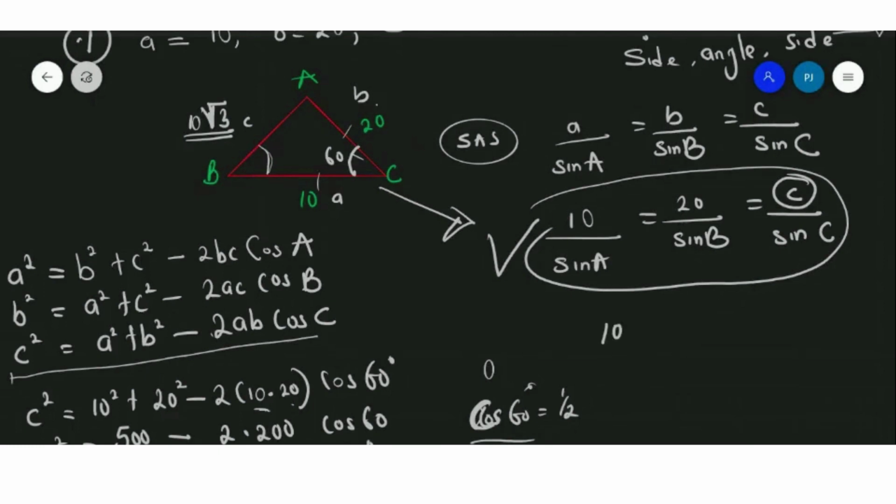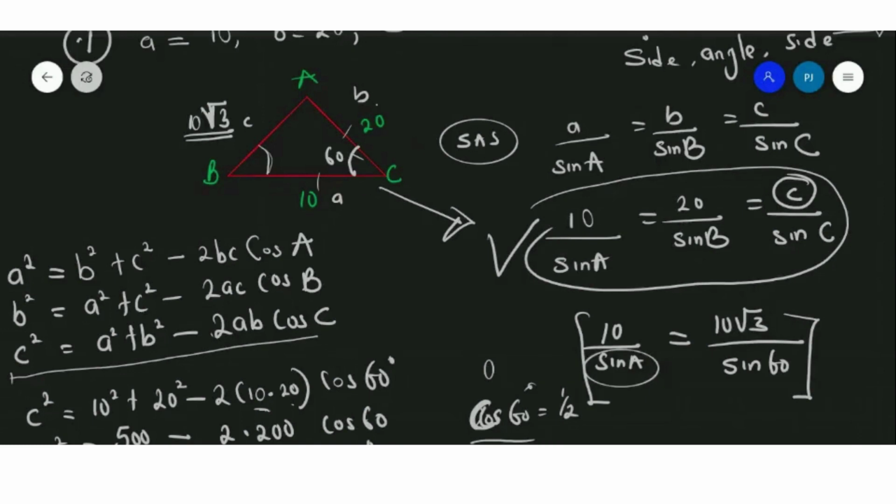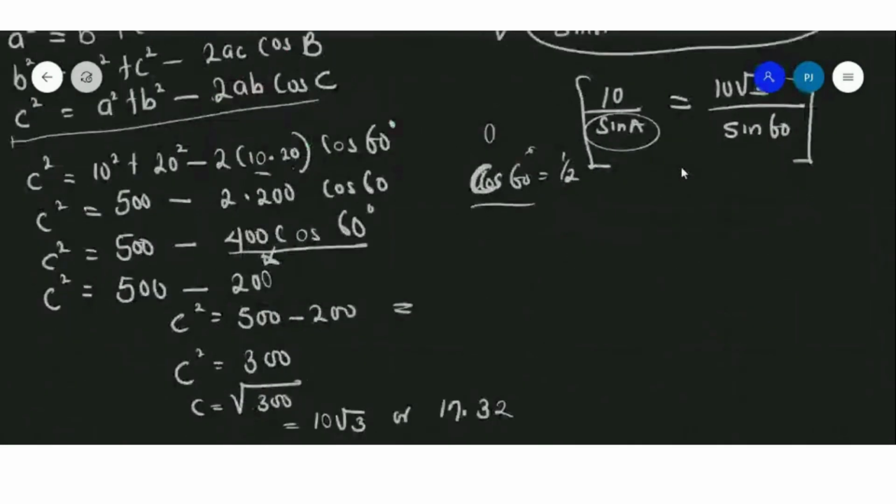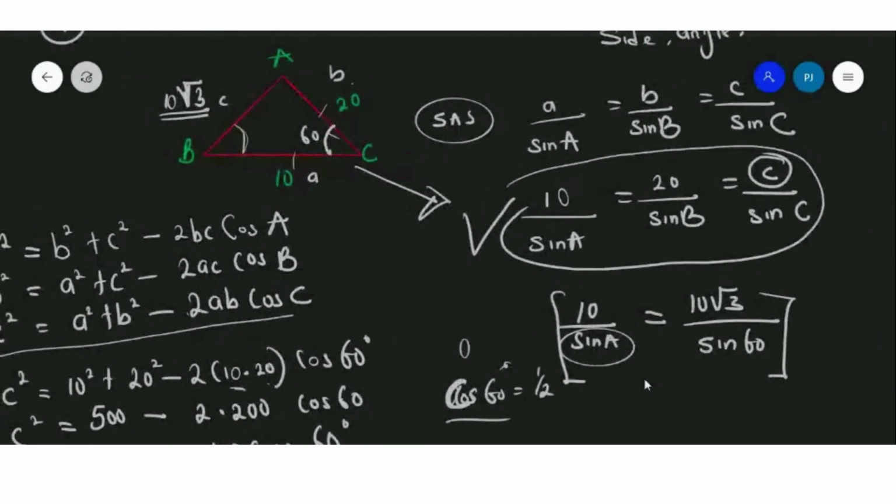So I can say 10 over sine A is equals to, what is my C? 10 root 3 over, what is my sine C? Sine 60 degrees. So I can already employ this in order to find my sine A. That's a plus point for me already, because now I can use the postulates of the sine, which is the angle side, or side angle. So I can already use this one here.